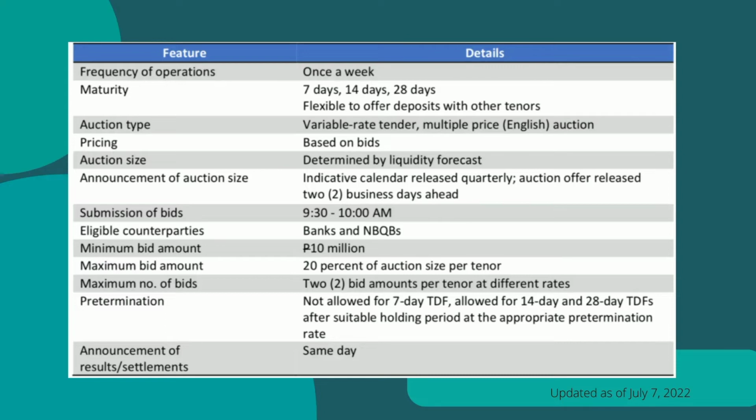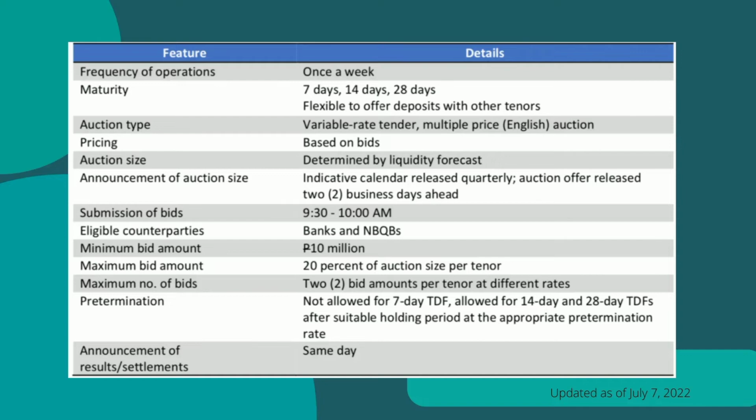And then, the auction type used is variable rate tenor and multiple price auction. When we say variable rate tenor, the counterparties can submit up to 10 bids with different interest rate levels. Meaning, they put the desired amount of money and how much interest rate they want. However, for the multiple price auction, the highest or most successful bidder is the one who gets it. And then, the pricing is based on bids.